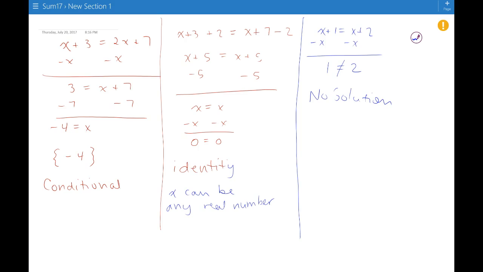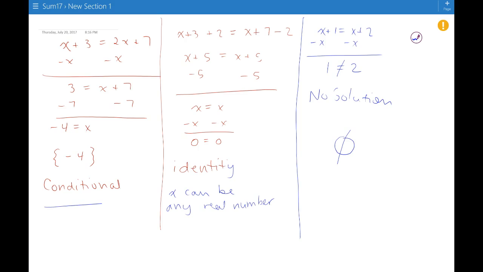So there's no solution. The symbol we use is this symbol for the empty set. And if there's no value of x that you can plug into the original equation that makes it true, then the equation has no solution. So these are the three cases.